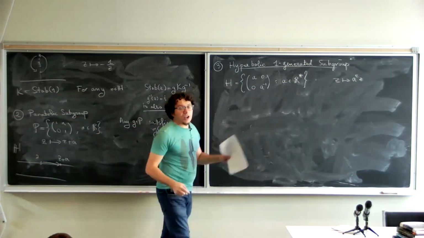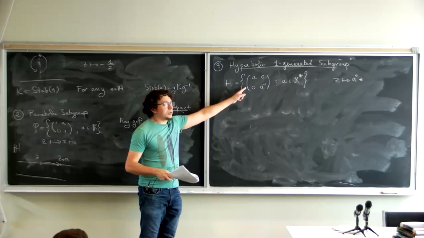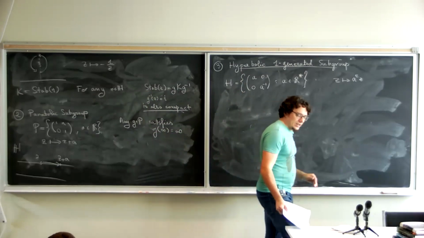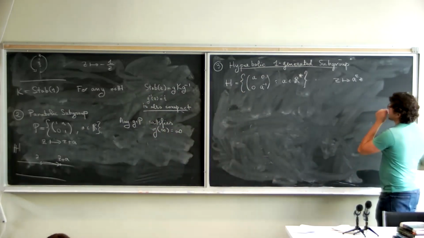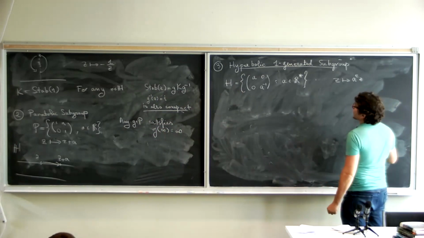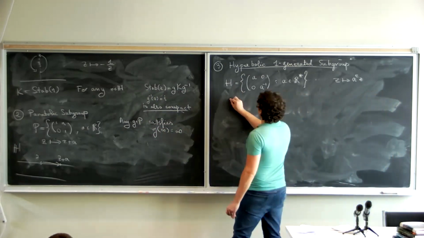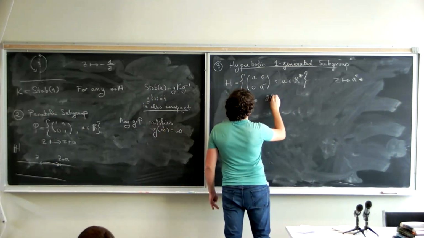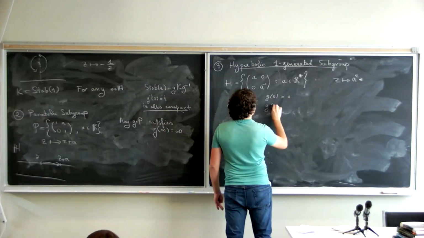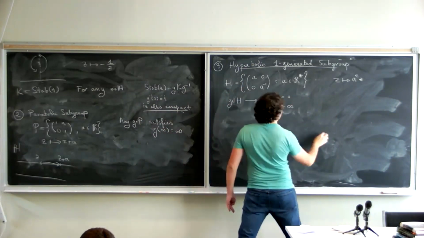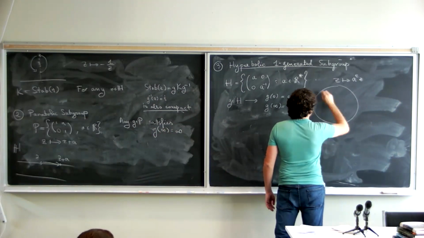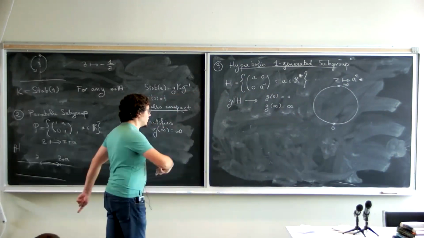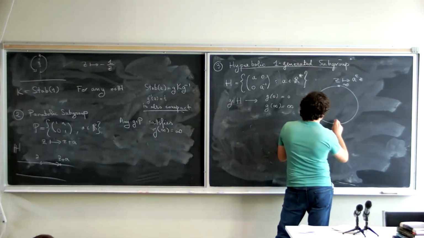Note that if we want to preserve the upper half plane, A should be real. Of course, in PSL2C, A could be any complex number, but in SL2R, it has to be real. Geometrically, G in H implies that G of 0 is 0, and G of infinity is infinity. So this group preserves the geodesic between 0 and infinity.